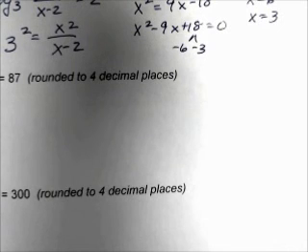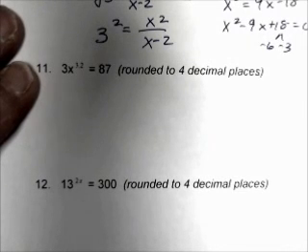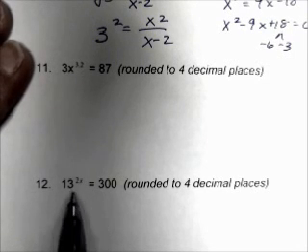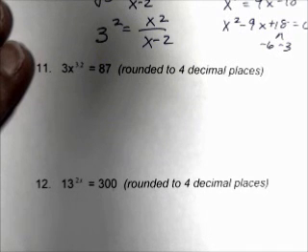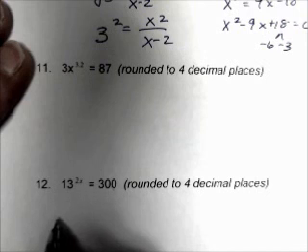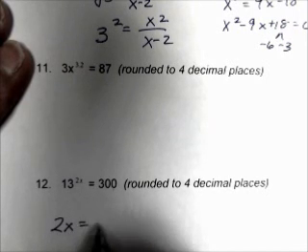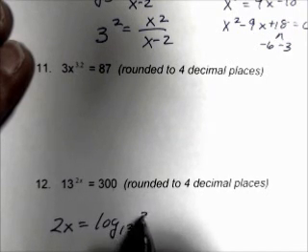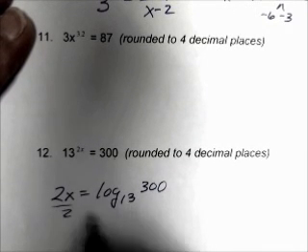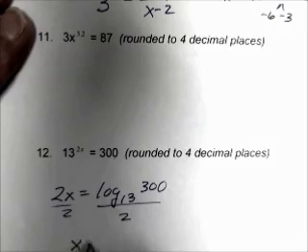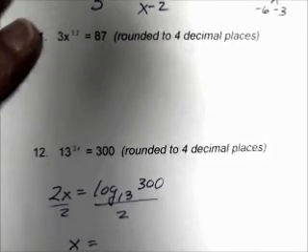And our last even problem, we have 13 to the 2x equals 300. Okay, let's see, this is exponential form, so let's switch it to log form. So our exponent 2x is equal to log base 13 of 300. And now to get x by itself, we'll divide both sides by 2. So x is equal to, and go to the calculator.